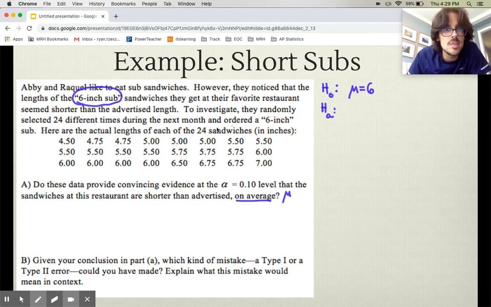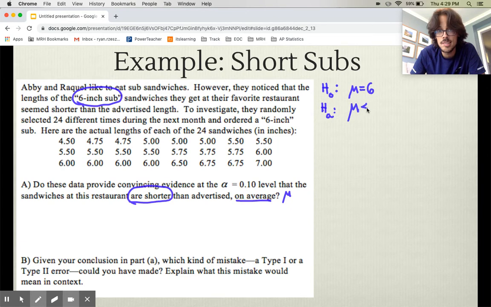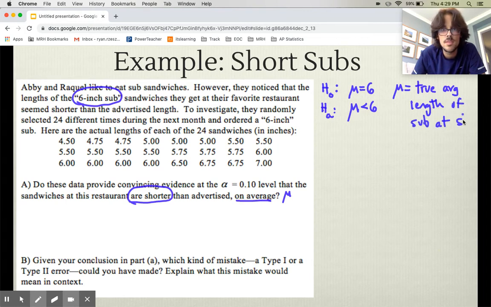Let's see if the problem gives an indication of what these girls think. They think that the subs might actually be shorter than advertised. So the girls are looking for evidence that the mean is actually less than 6. We're going to define our variable mu. It is the true average length of a sub at this location.